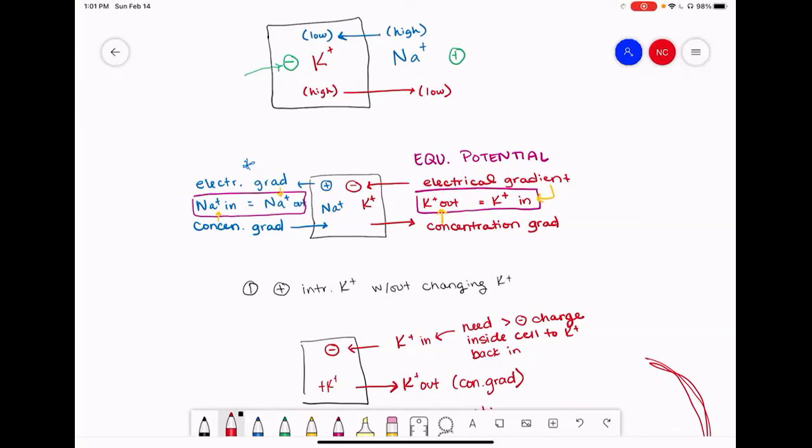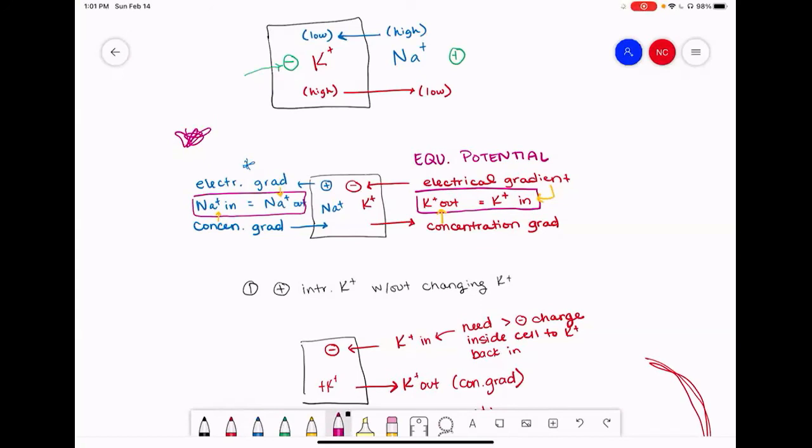Because through these equilibrium potential mechanisms up here, I meant to make a star, but it didn't happen. Through these equilibrium potentials up here, if we just let passive stuff work itself out, eventually we would have equal charges on the inside and outside of the cell.